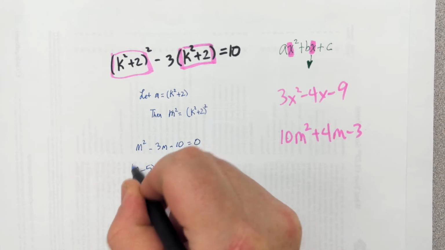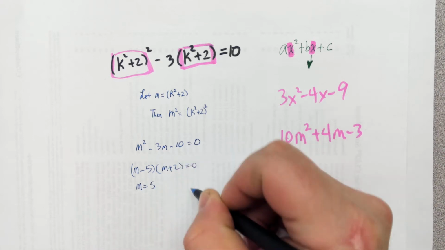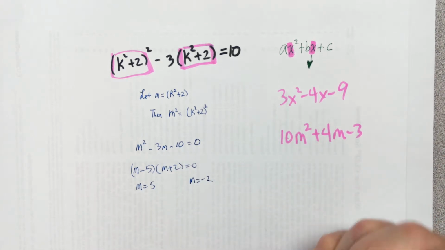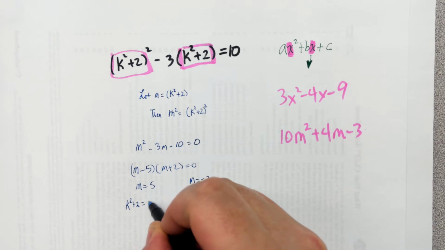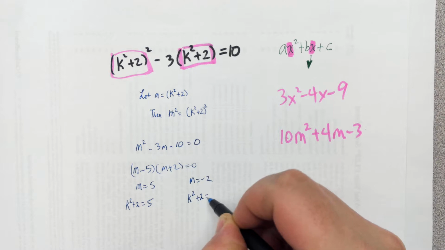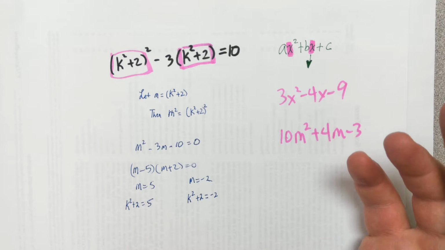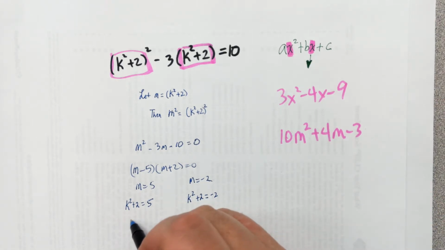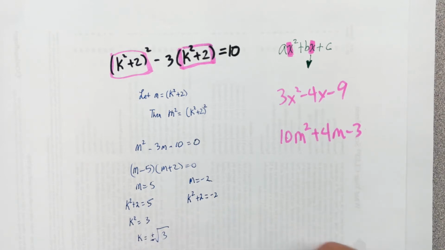Is that negative 5 and positive 2? Yeah. So negative 2 and positive 5 are what m equals, right? But m, remember, was k squared plus 2. This looks like a lot of work, but we're actually done. The hard part's over. This is just inverse operations. Let's see, that's k squared equals 3. So k equals plus or minus the square root of 3, right?